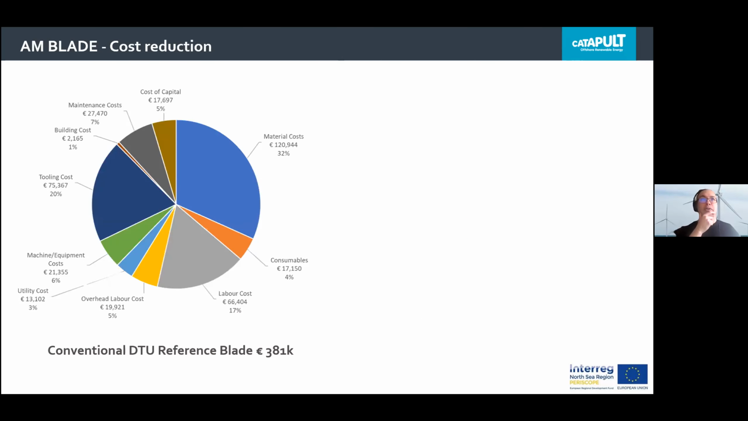So getting to the important bit, which is the results of the study. As you can see on the left, there's the conventional DTU reference blade, which comes in at around 380k euro. We compared this with 3 scenarios. The first scenario, well, sorry, I'll get to that. So basically using the AM approach, we eliminated tooling costs and consumable costs that would be associated with resin infusion, and had clear reductions in maintenance costs, building, labor costs, particularly overhead of labor costs, and utility costs.